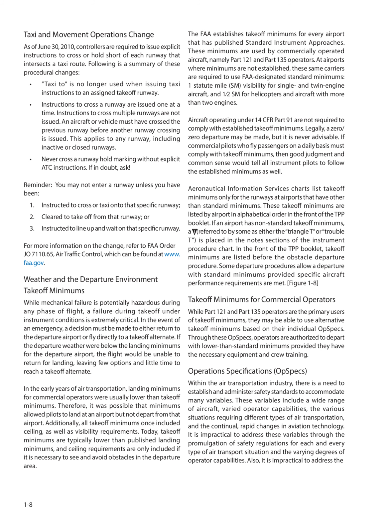The FAA establishes takeoff minimums for every airport that has published standard instrument approaches. These minimums are used by commercially operated aircraft, namely Part 121 and Part 135 operators. At airports where minimums are not established, these same carriers are required to use FAA-designated standard minimums, 1 statute mile (SM) visibility for single and twin-engine aircraft, and half SM for helicopters and aircraft with more than 2 engines.